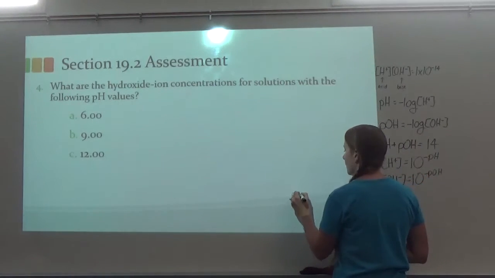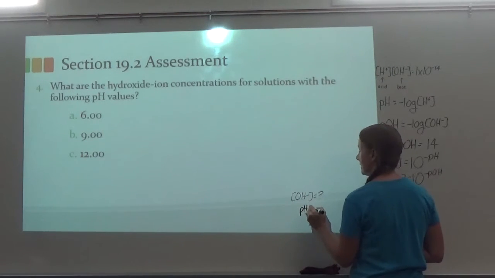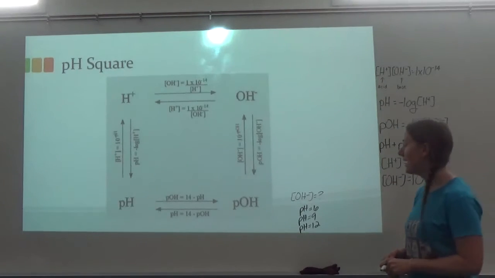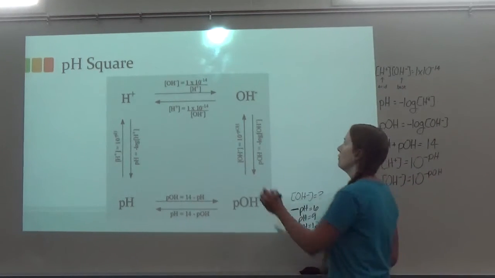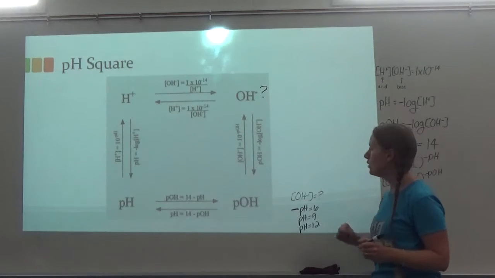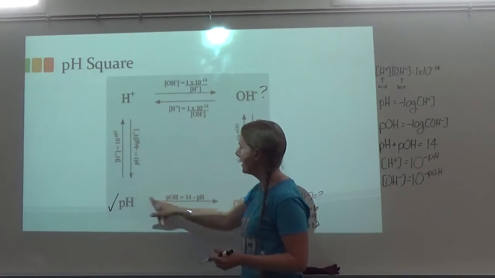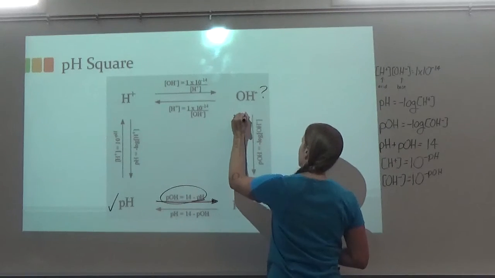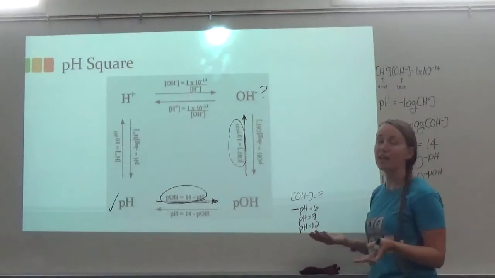Alright, so we're looking for OH minus, and they gave me a pH of 6, a pH of 9, and a pH of 12. Alright, so I'm going to go back to my square. So we're going to start with the pH of 6. So we don't know OH minus, so we're looking for that. We know pH is 6. Okay, so again, I would not recommend going across the top. I would recommend go across the bottom using this formula, and then go up the side using this formula. Again, going across the top works too. It's just that you're more likely to make a mistake.